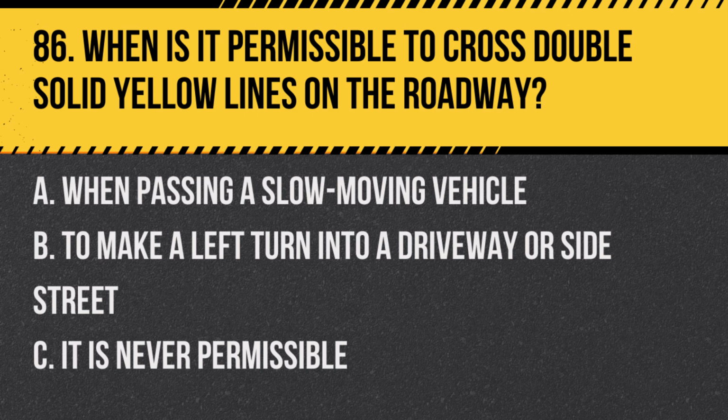Question 86. When is it permissible to cross double solid yellow lines on the roadway? A. When passing a slow-moving vehicle. B. To make a left turn into a driveway or side street. C. It is never permissible. Answer: B. To make a left turn into a driveway or side street. This is an exception to the general rule against crossing double solid lines.